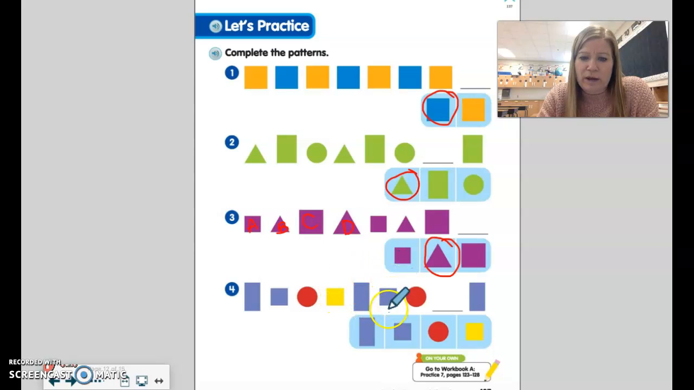All right, this one we have rectangle, square, circle, yellow square. Rectangle, square, circle, yellow square. And then it starts over. So this is again an A, B, C, D pattern because there's four different things that change.